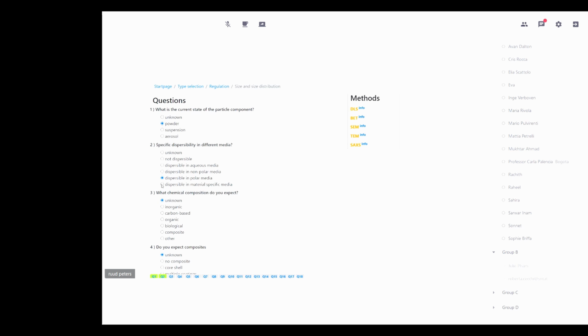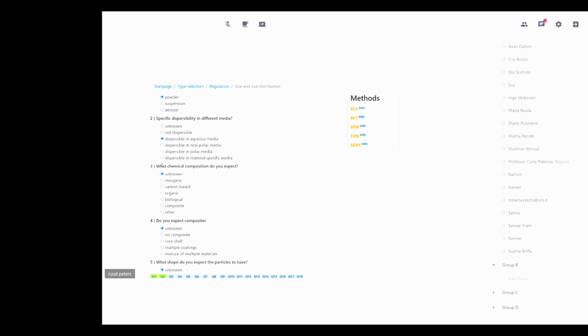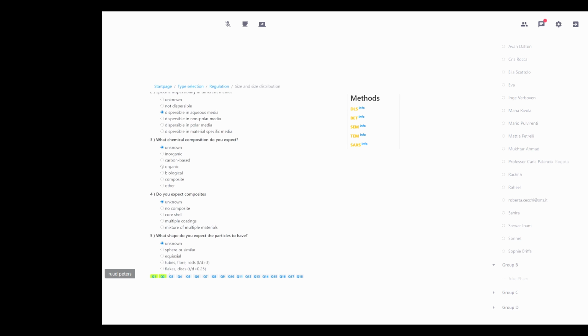It is, again, not possible for material-specific media, which may be anything special, but generally it requires additional chemicals to be added, which may interfere with the DLS determination. So let's leave it here. What chemical composition do you expect? So what may it be? Suppose it's titanium dioxide. We would say, okay, it's inorganic. Well, we can use all methods still possible. Nothing is excluded. Same for carbon-based, organic.